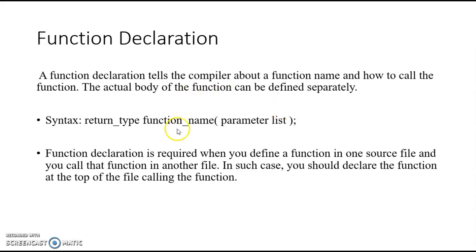Okay, so now the function declaration is required when you define the function in one source file and you call that function in another file. Okay, likewise you can call that function in another file also. In such a case, you should declare the function at the top of the file calling the function. Okay, so that means this function declaration should be at the top of the file of your C program.